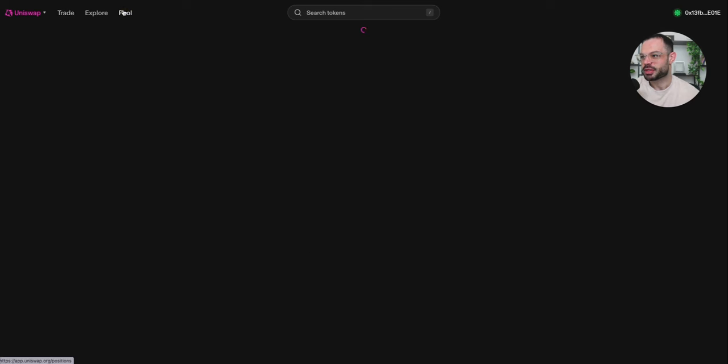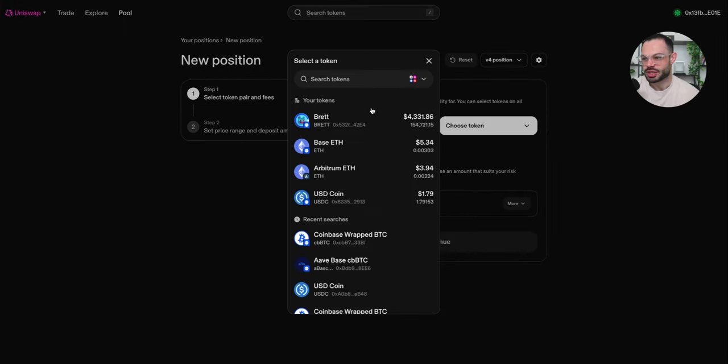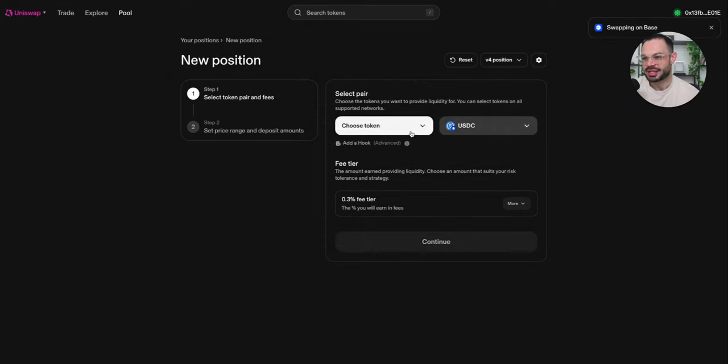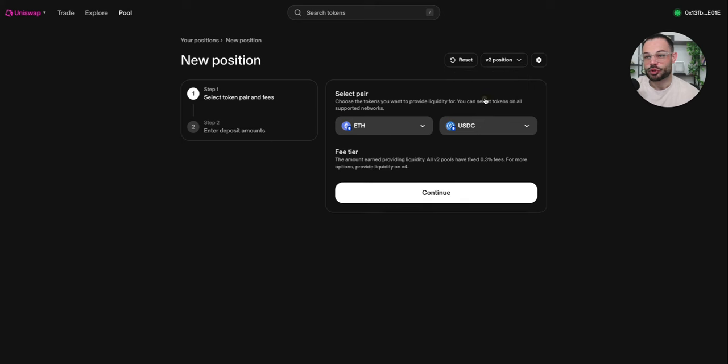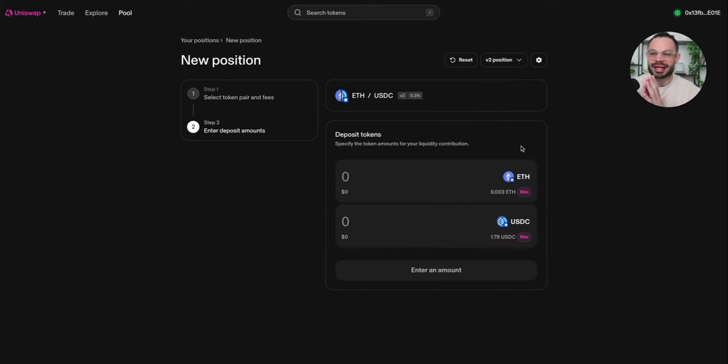Again, you can come into the pools area, you can decide to actually create a new position for WETH USDC, for example. And again, you have the ability to select the V3 or V2 position here. So in a V2 position, we're going to be providing liquidity at the full range. So it doesn't matter where the price of Ethereum moves to against the US dollar, we're going to be generating fees and income as a result of providing liquidity at a full range.